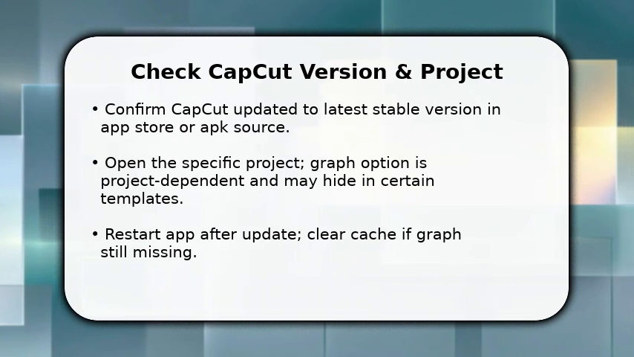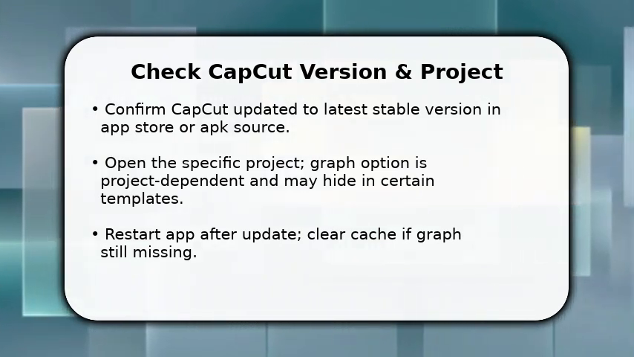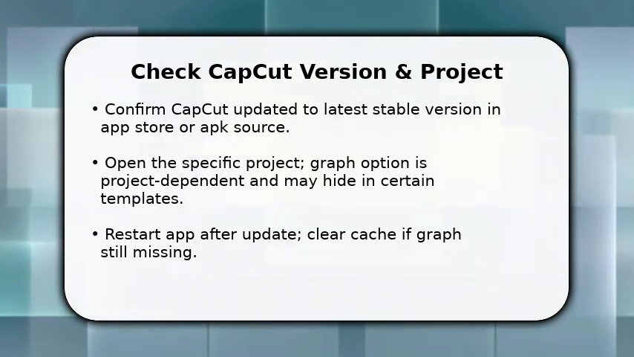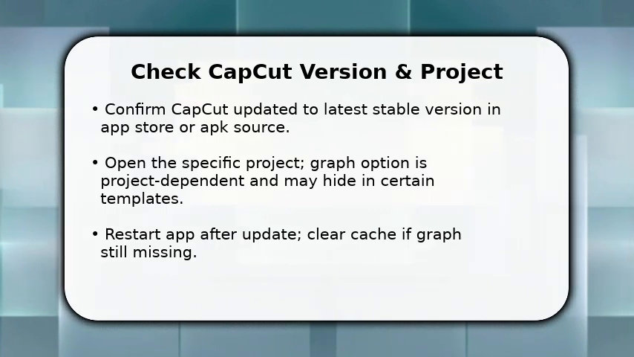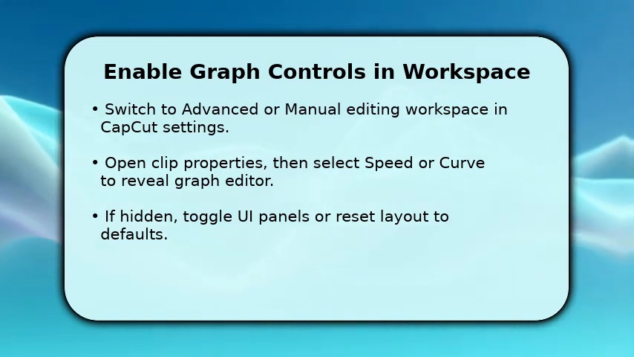If you used a downloaded template or preset, switch to a blank timeline. Templates can disable some editing panels, so you need the standard editing workspace to reveal graph controls. Next, enable the advanced editing workspace so the graph controls become available. CapCut hides them under manual or advanced modes.